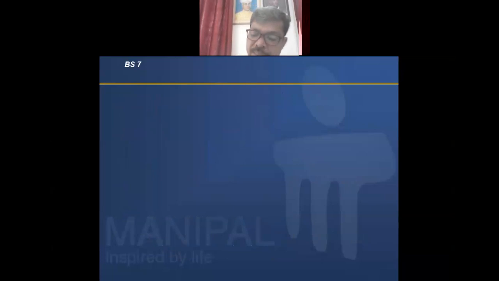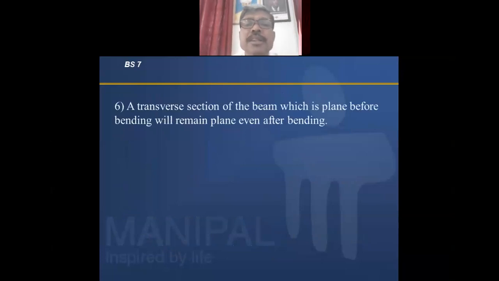These assumptions may be asked in the examination, or you should be able to speak on them in your viva examination. A transverse section of the beam which is plane before bending will remain plane after bending. That means the section must be perpendicular to the normal.